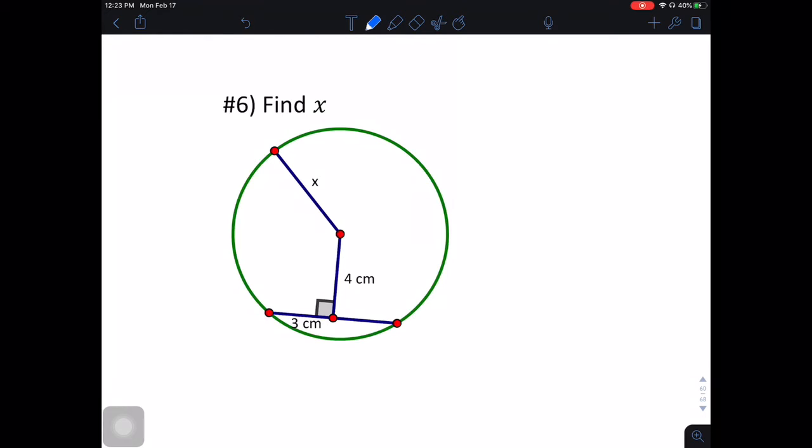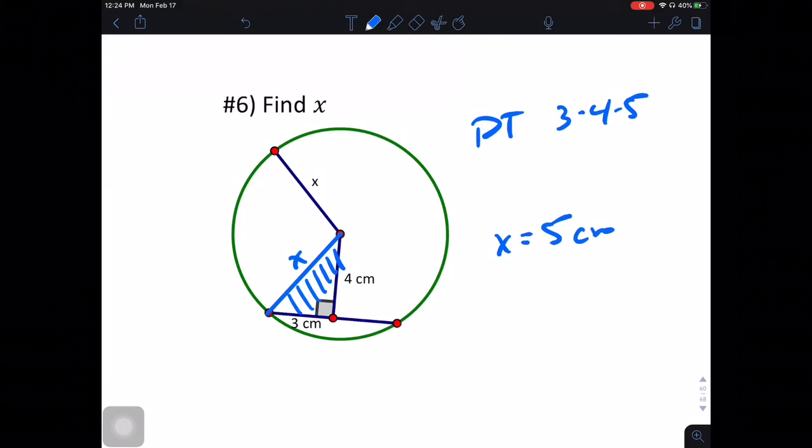Now, this problem in its current state feels impossible. But let me do something for you here. Let's take this radius. I can put this radius any place I want. Where's the best place to put it? Best place to put it is right here. We got a right triangle. Specifically, we have a Pythagorean triple. This is the 3, 4, 5 right triangle. X is 5 centimeters.